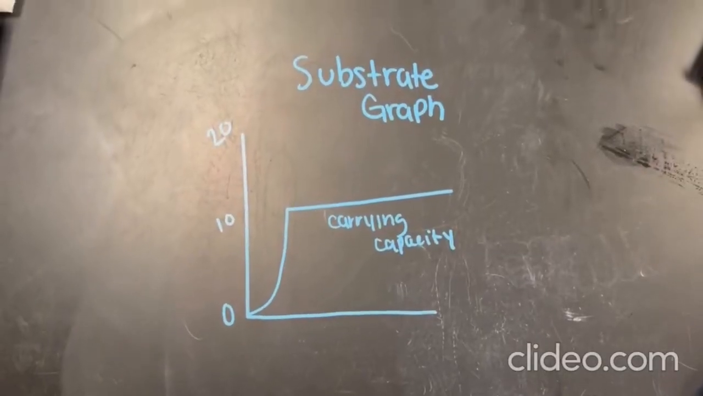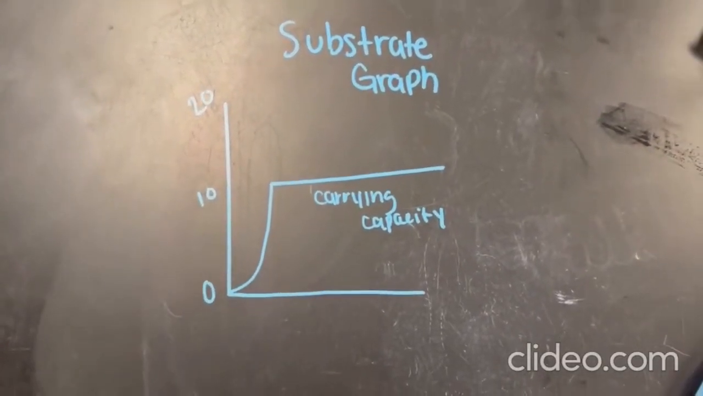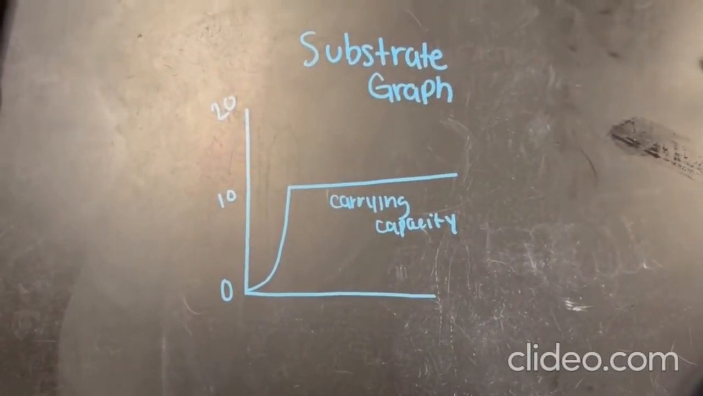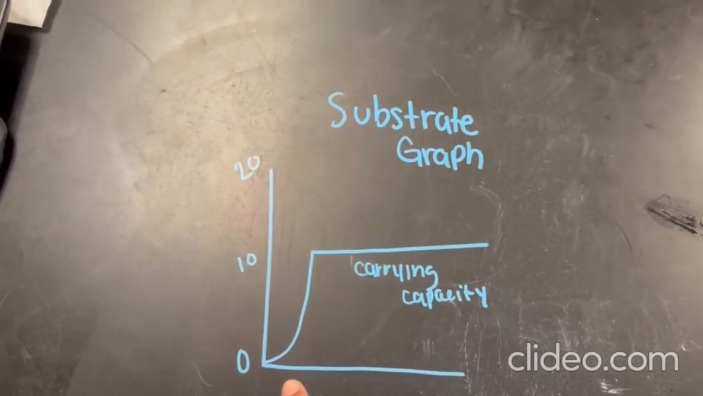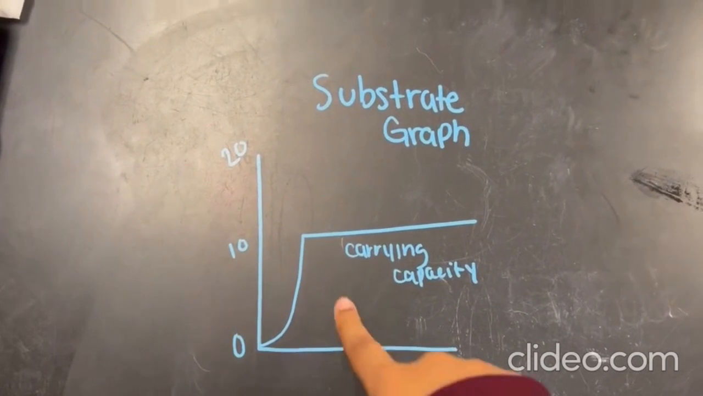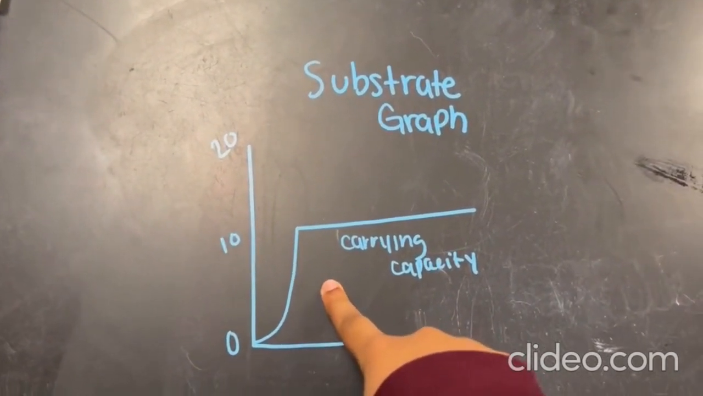So this graph represents how there are more substrates than there are enzymes. So the enzymes are constantly breaking and making, and it's at a constant rate since there are so many more substrates than enzymes.